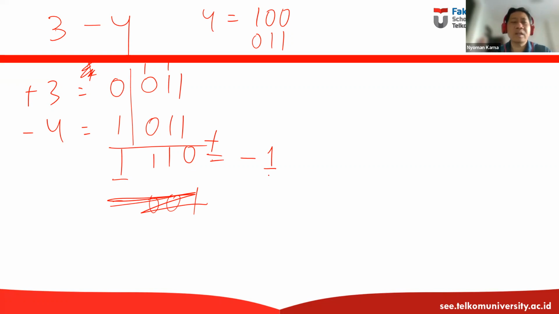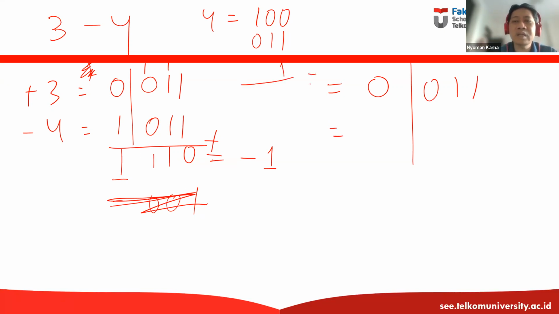Now, how about in 2's complement? In 2's complement, the same thing, 0, 0, 1, 1. And this one, remember to add 1 in here. This one is 1, 0, 1, 1, so it will become 1, 1, 0, 0. This is negative 4 in 2's complement.